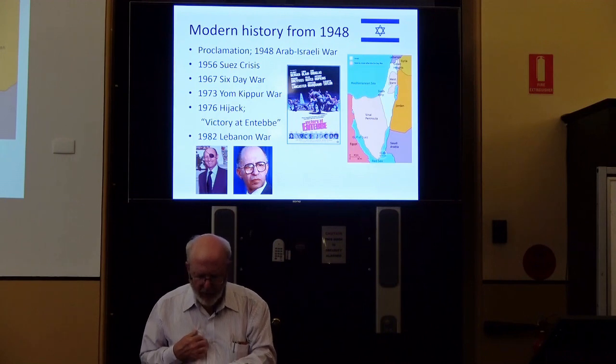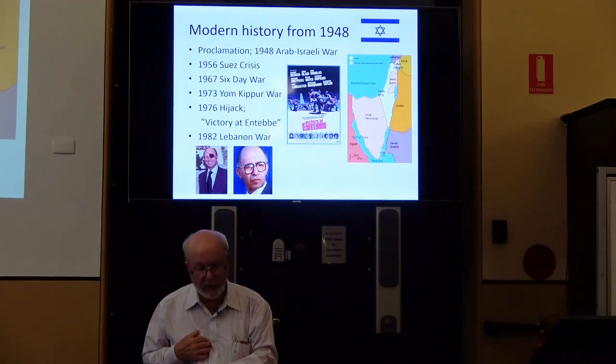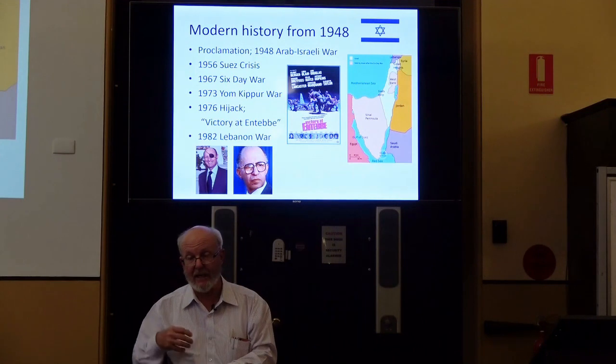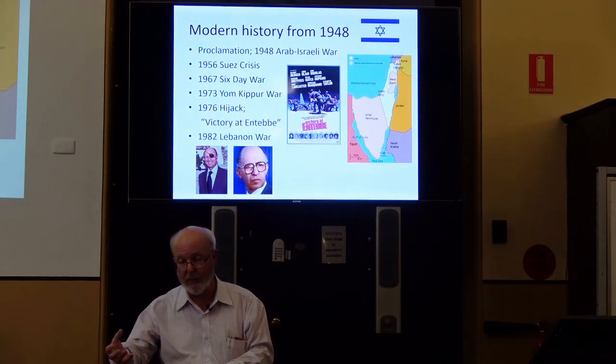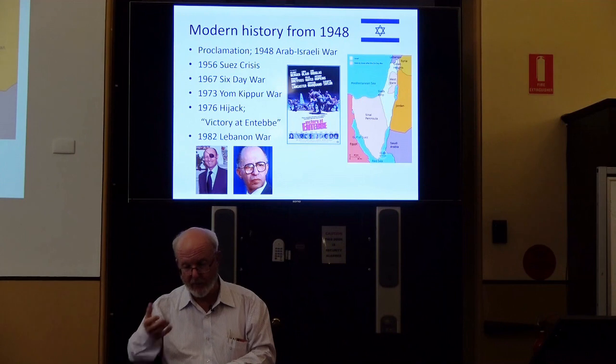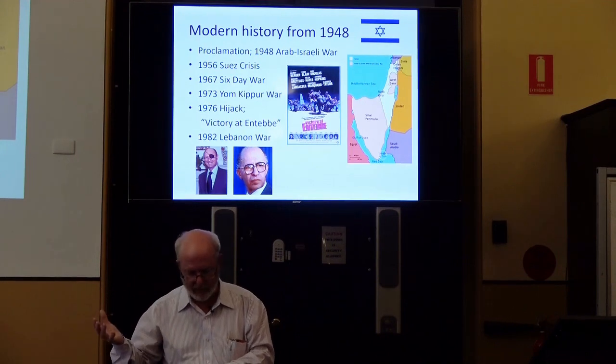Well, another thing: there have been two immigration peaks to Israel. The first one was in 1949, immediately after the state was proclaimed, and people had to flee there, either from Europe or from Muslim countries.